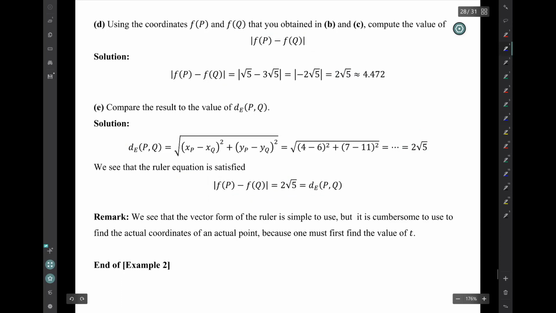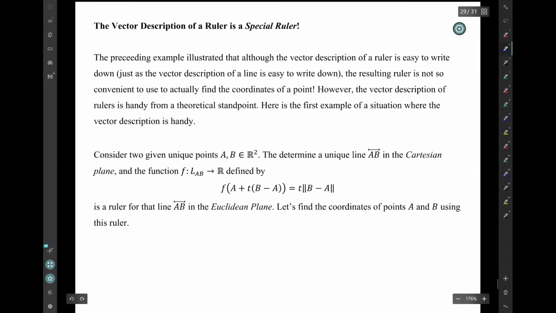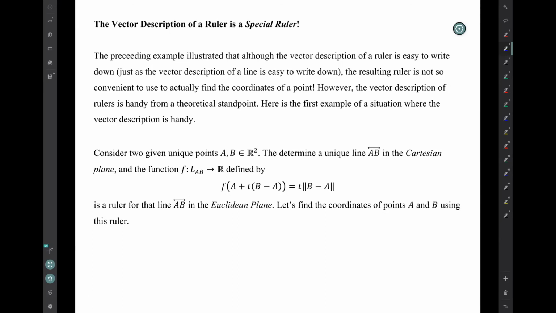Now there's a typo here. So the remark I want to make is that we can see that this vector form of the ruler is simple to build, but it's cumbersome to use it to actually find the coordinates of a point, because we have to first find the value of t. But even though it's cumbersome to use that ruler to find the coordinates of a point, that ruler is handy from a theoretical standpoint. Here's the first example of a situation where that vector description of a ruler is handy.